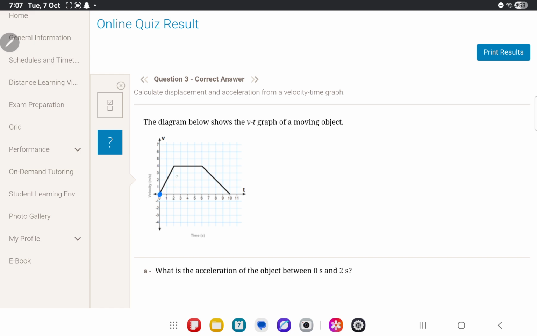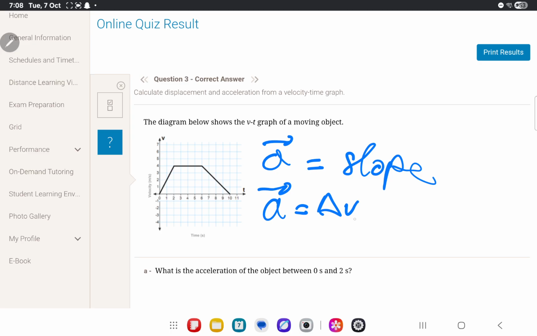Now, that means that if I find the slope of this line, because it's not the whole graph, that slope is the acceleration, right? Acceleration is the slope. You know the acceleration formula: it's delta V over delta T. So let's take delta V over delta T.